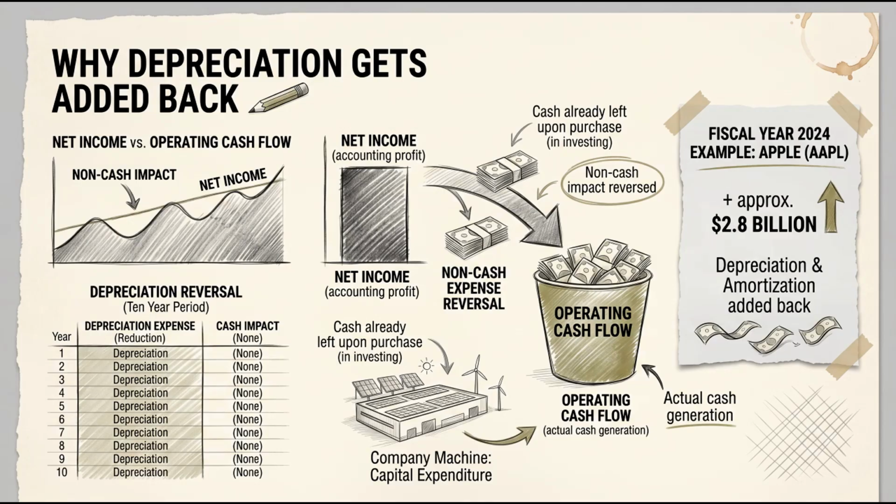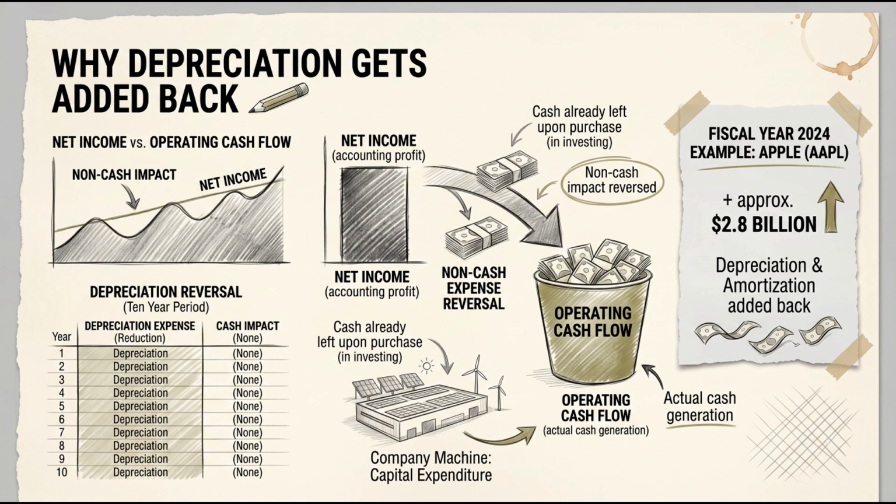You might wonder why we add depreciation and amortization back to net income. The reason is that these are non-cash expenses. Imagine a company buys a machine for $1 million. They do not expense that full amount immediately on the income statement. Instead, they record a depreciation expense of $100,000 per year for 10 years.